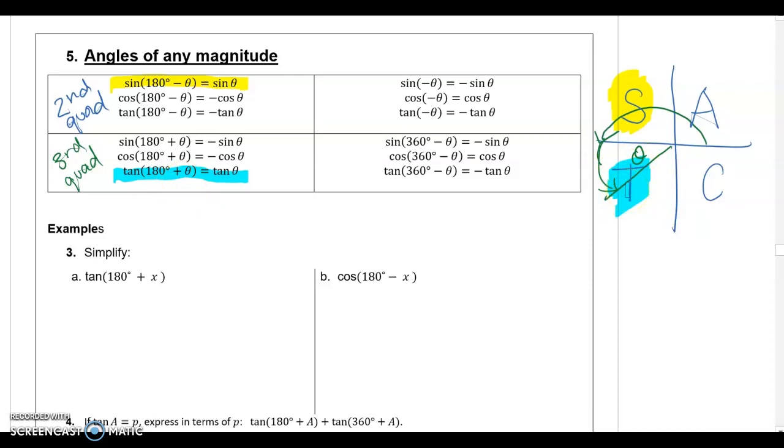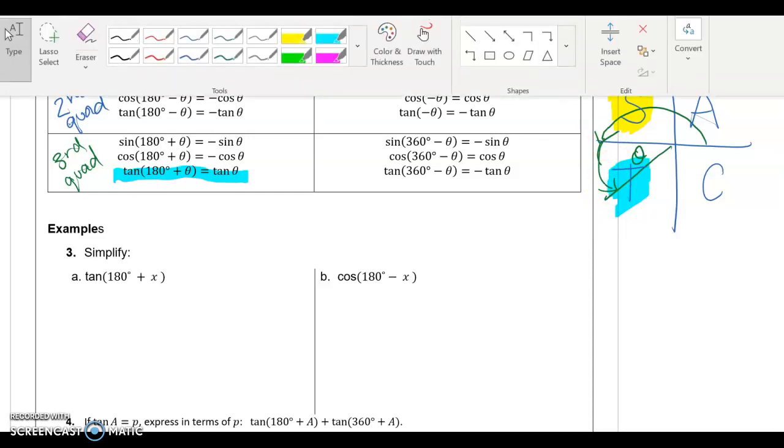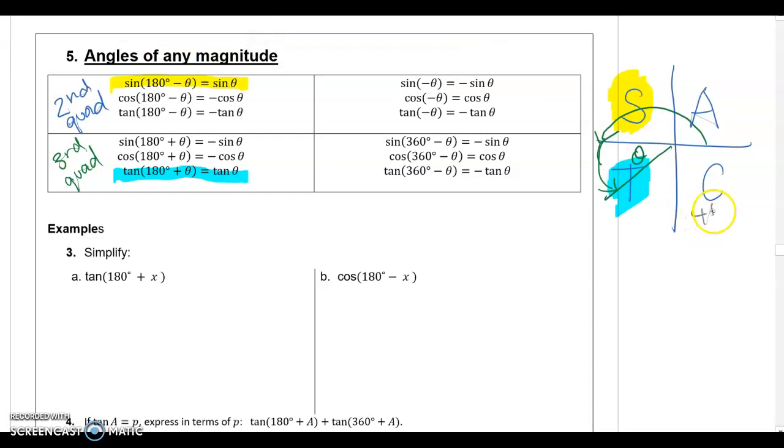We just need to remember that when we're in that second quadrant, we're taking our acute angle away from 180, whereas when we're in the third quadrant, we're adding that acute angle onto 180, or thinking of it in that manner.